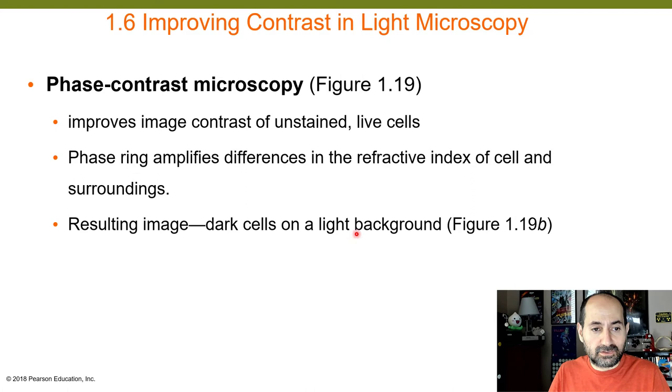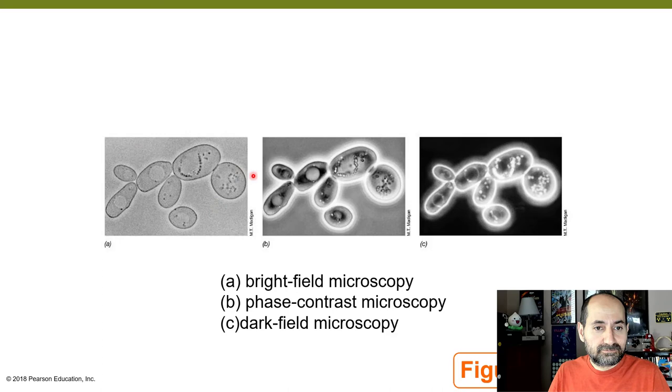Here you can see some yeast cells under just regular bright field microscopy. These are unstained yeast cells. And notice here, with the help of phase contrast microscopy and no real staining, those cells appear much darker against the background, and that brings out some of that natural contrast.